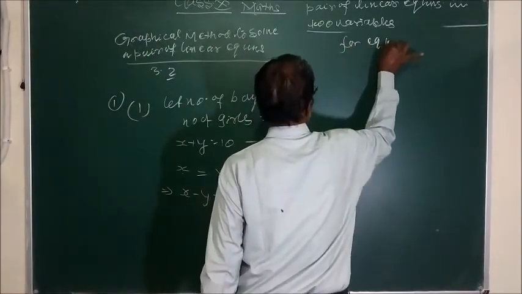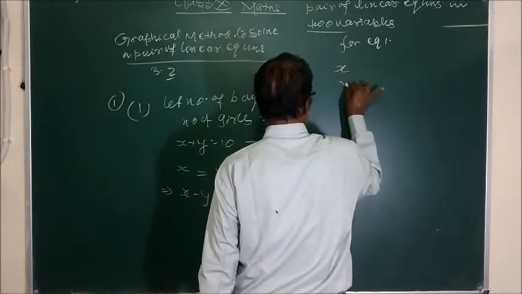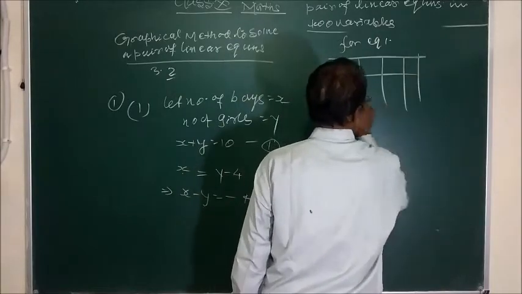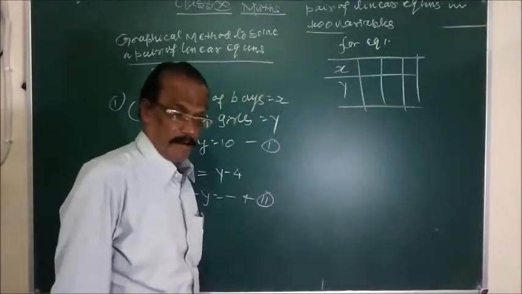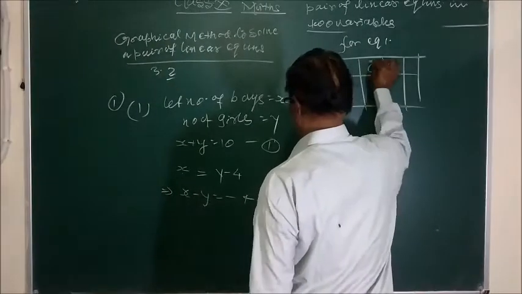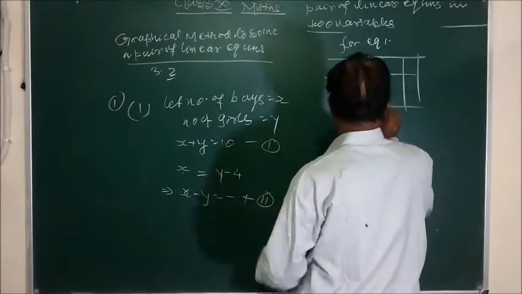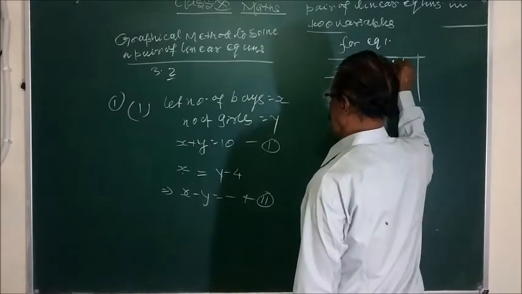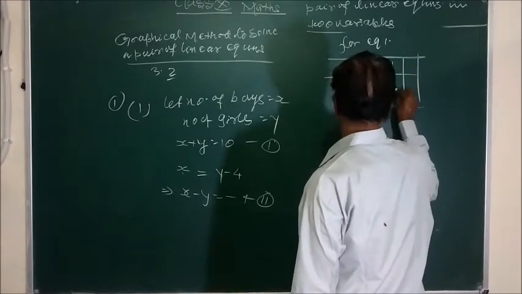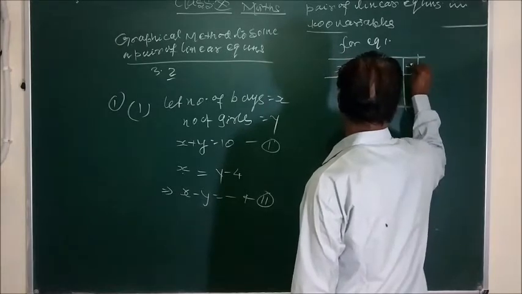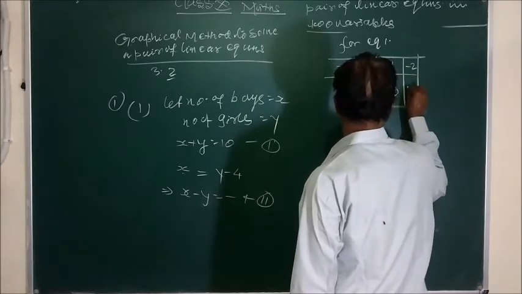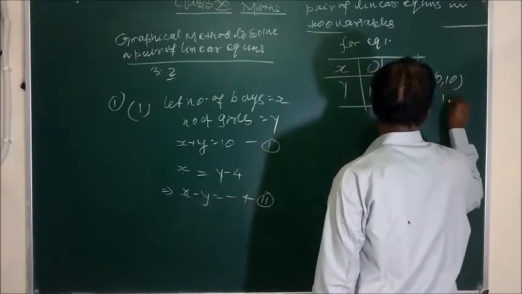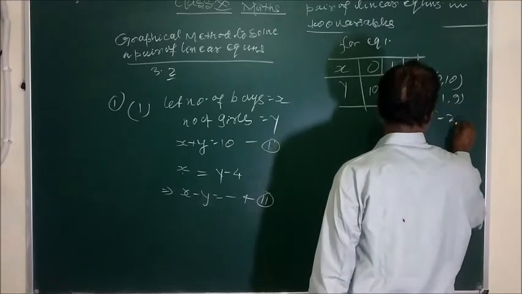For equation 1, you find the coordinates by putting some values of X or Y. You will get the corresponding values of the other variable. X is equal to 0 for equation 1, so Y is equal to 10. X is equal to 1, Y is equal to 9. X is equal to, suppose, minus 2, Y is equal to 12. So (0, 10), (1, 9), (minus 2, 12).